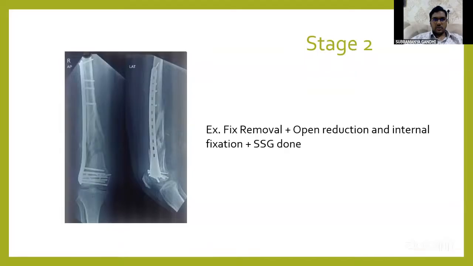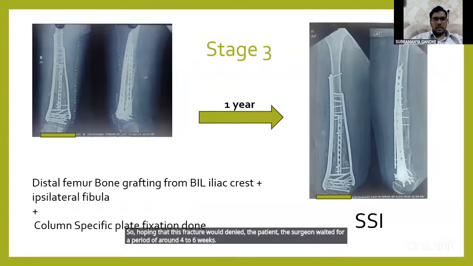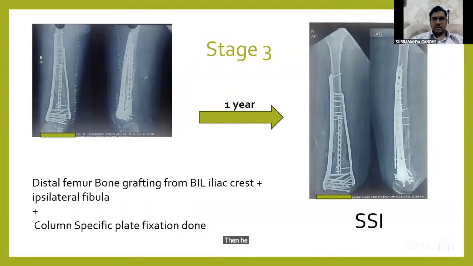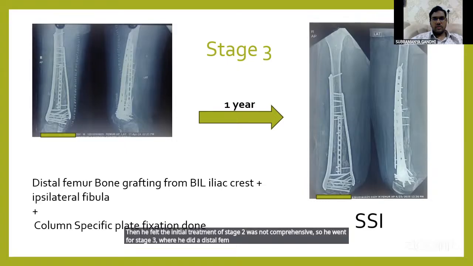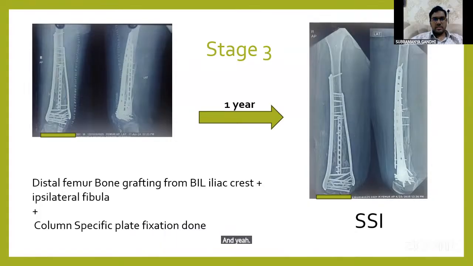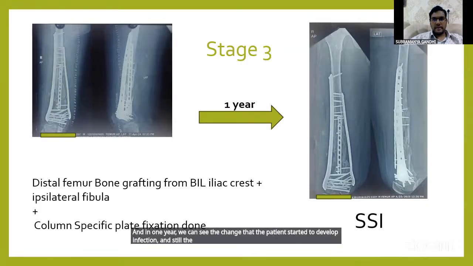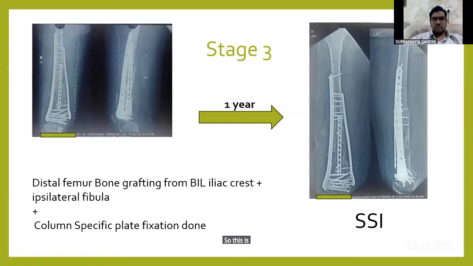So hoping that this fracture would unite, the surgeon waited for a period of around 4 to 6 weeks. Then he felt the initial treatment of stage 2 was not comprehensive. So he went for stage 3, where he did a distal femur grafting with both iliac crest and ipsilateral fibula to fill the entire defect. And he had done a column specific plate fixation of all the 3 columns, lateral, medial, and anterior. And in 1 year, we can see the change that the patient started to develop infection and still the fracture was not united. So this is the presentation at which the patient presented to us.